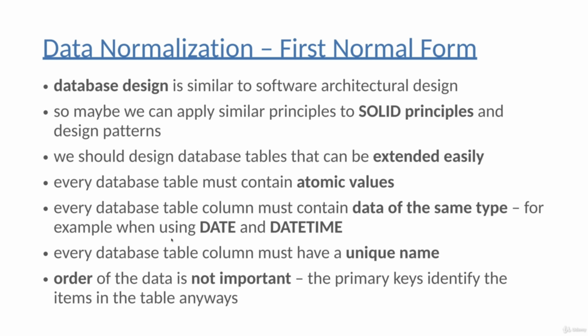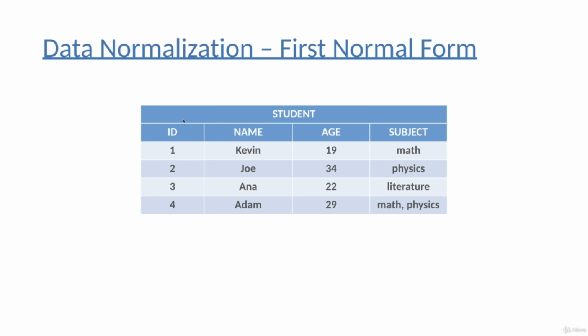Then every database table column must have a unique name. So here, for example, it is fine. We have a student ID, we have a student name, we have a student age, and we have a student related subject. All of the columns have different names, which is good because we are not going to be confused when dealing with the given columns. We know exactly that the ID is going to be this column, the name is going to be the student name, the age is going to be the age of the student, and so on.